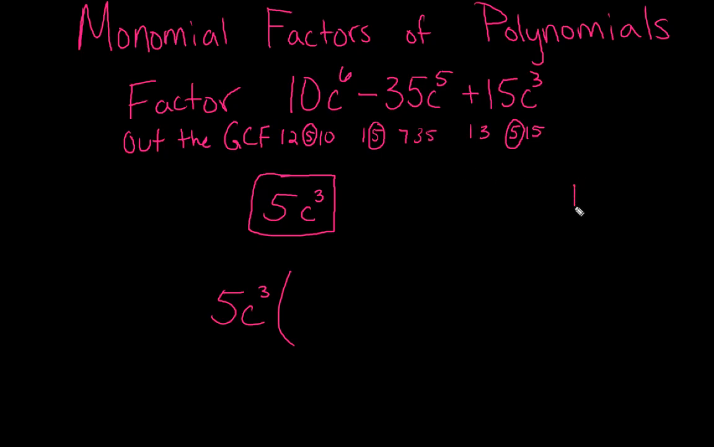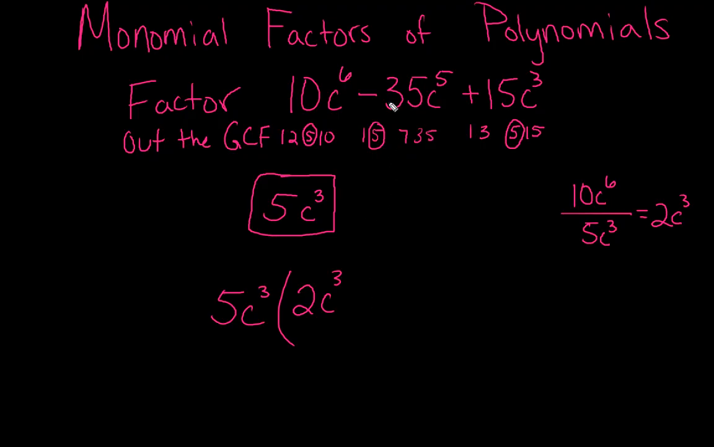So if we just look at this, we have 10c to the 6th, and we're going to divide it by 5c to the 3rd. We take the coefficients and divide them. 10 divided by 5 equals 2. And c to the 6th divided by c to the 3rd, we just subtract our exponents. 6 minus 3 gives us 3, so it's 2c to the 3rd power. So that is what we will put in the first part of our parentheses for our new polynomial.